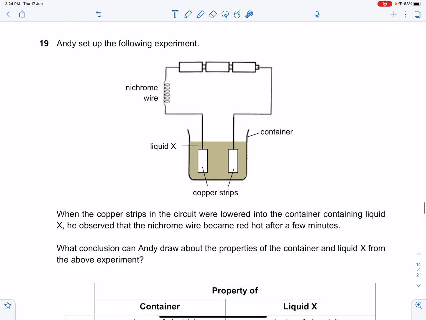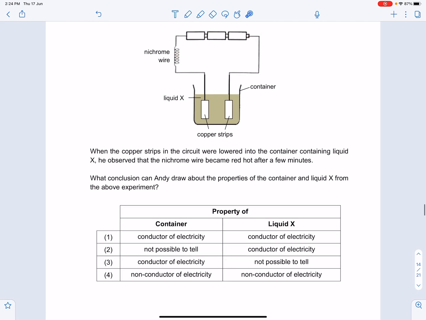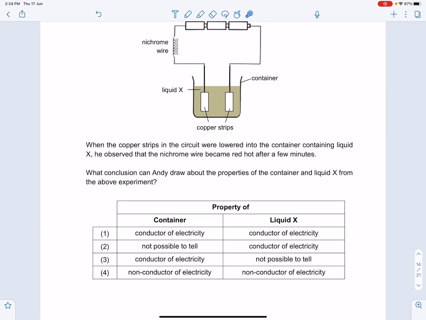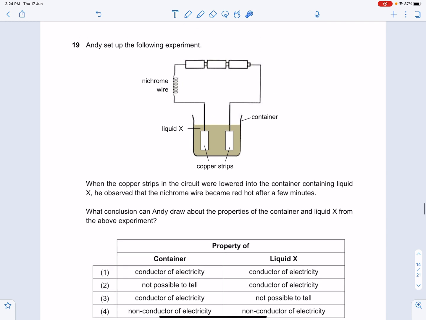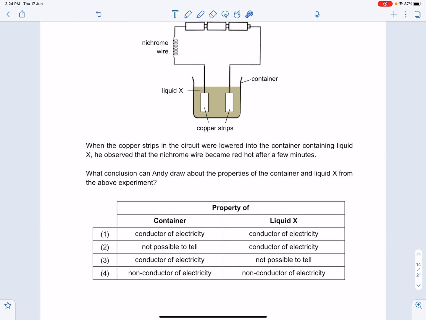So in order for the wires to become hot, right, there must be a complete circuit, right? So positive to negative. So if you take a look at it, right over here, we know that for sure the liquid itself must be a conductor of electricity. There is no other way about it. Okay, because somehow electricity must flow from here to here.